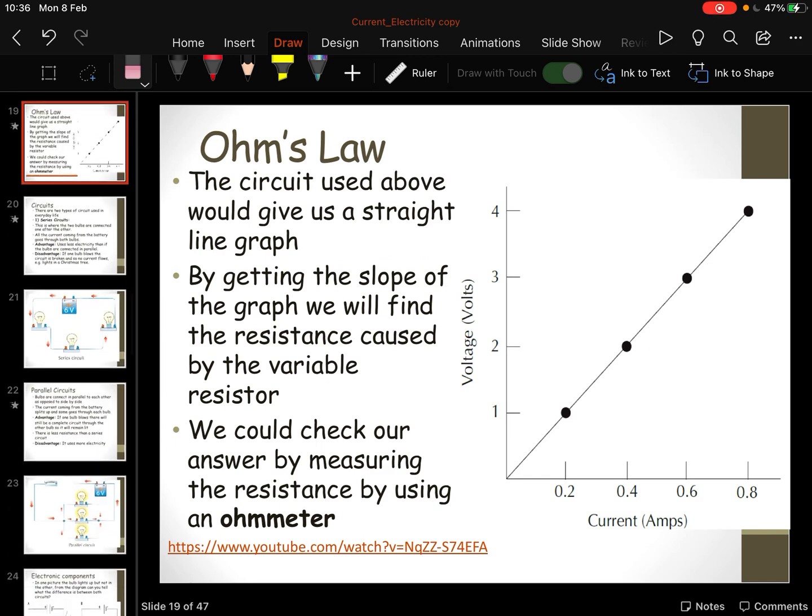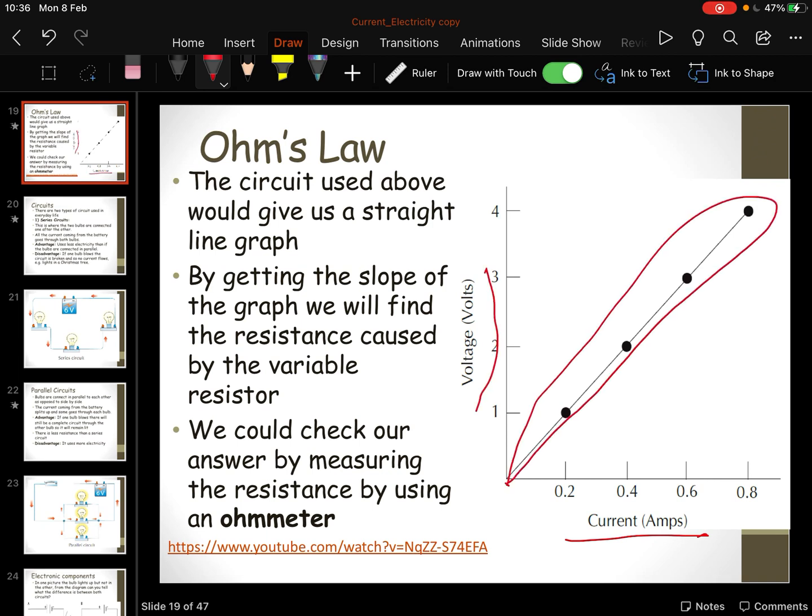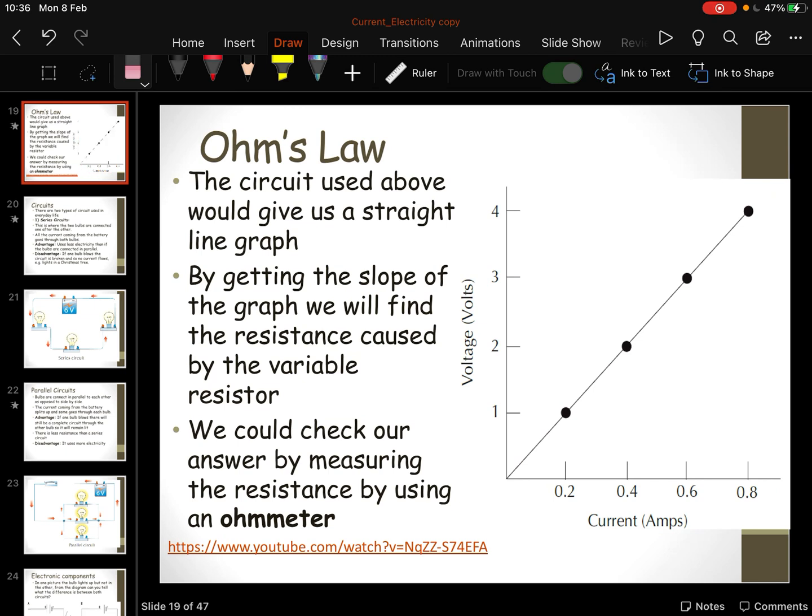Now, Ohm's law, okay, you would draw your graph like this. So you'd have your current down here and your voltage up here, okay, and you would get, this is what it means by proportional, you get this straight line, okay? So straight line means it's proportional, okay? So just be aware of that, okay? Straight line is proportional, okay?